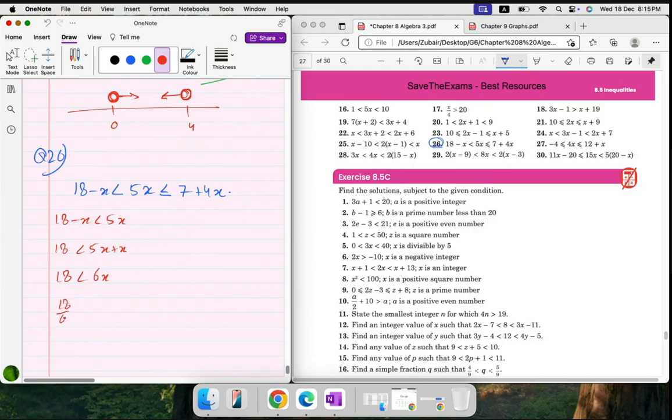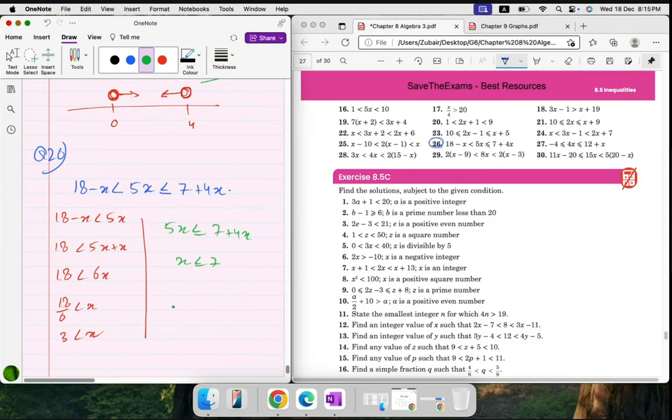Sir, I'm getting 3 is equal to x and 7 less than x. Is it? And on the other side, what are you getting? 7. Okay.